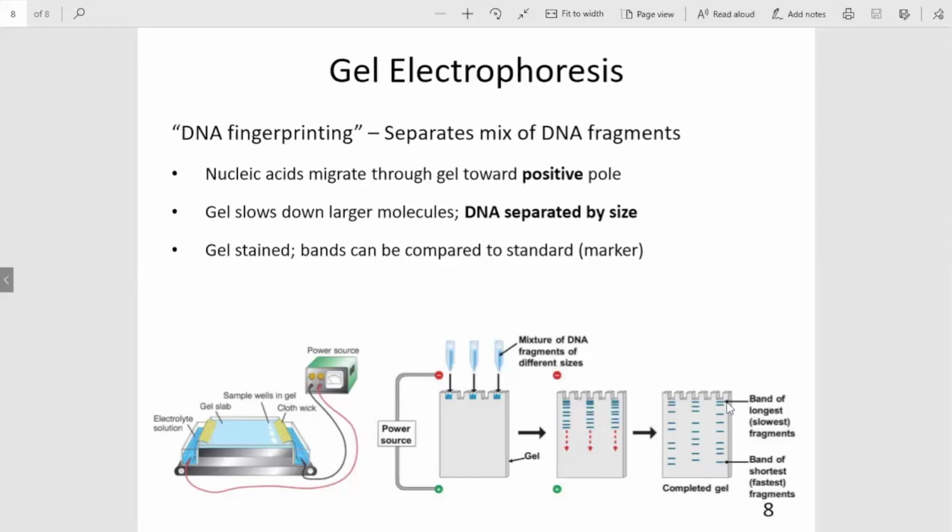Samples are usually compared to a standard or marker that creates a bit of a guideline in order to estimate the size of these fragments.